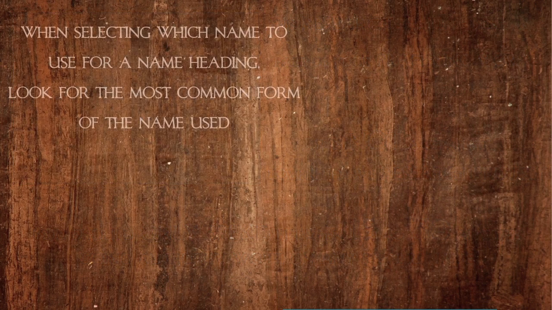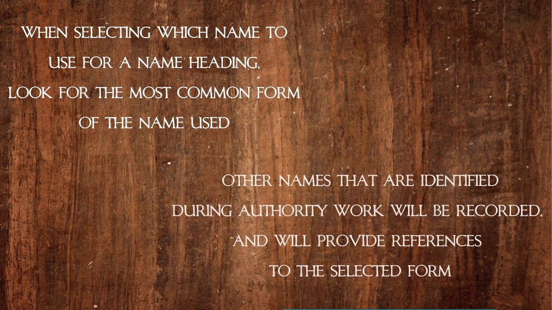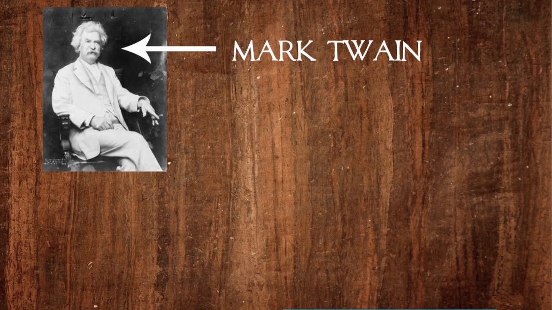When selecting which name to use for a name heading, what you should be looking for is the most common form of the name used, or the name that they are most commonly known by. Other names that are identified during authority work will be recorded and will provide references to the selected form. So, for example, the most common form of the name found for this individual is Mark Twain, which is the entry used for the heading.